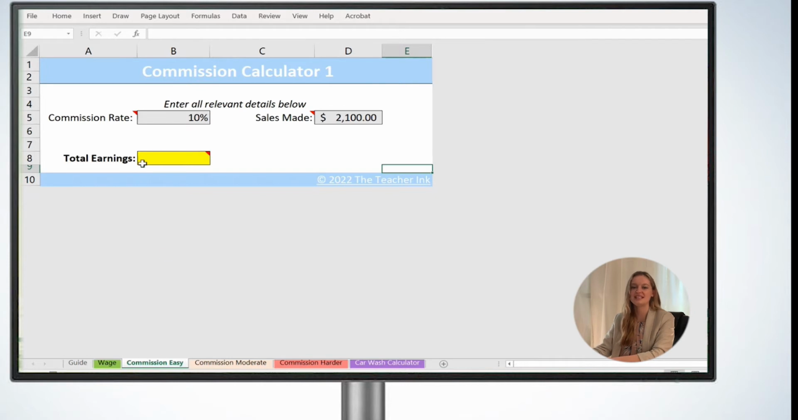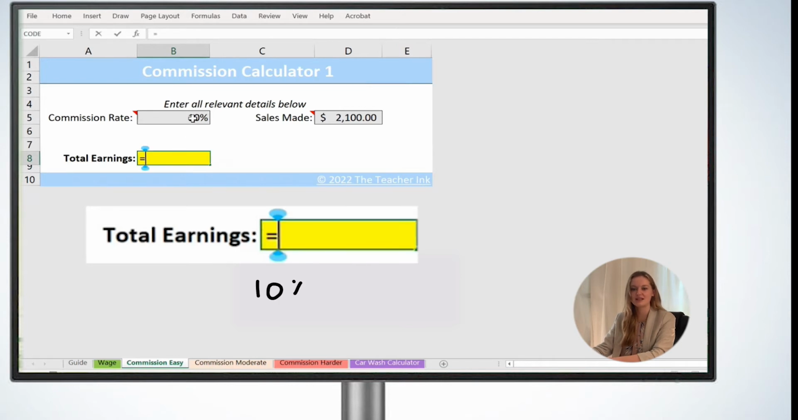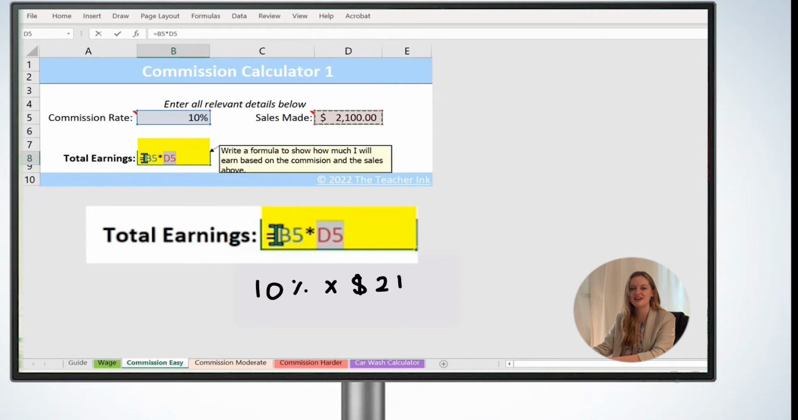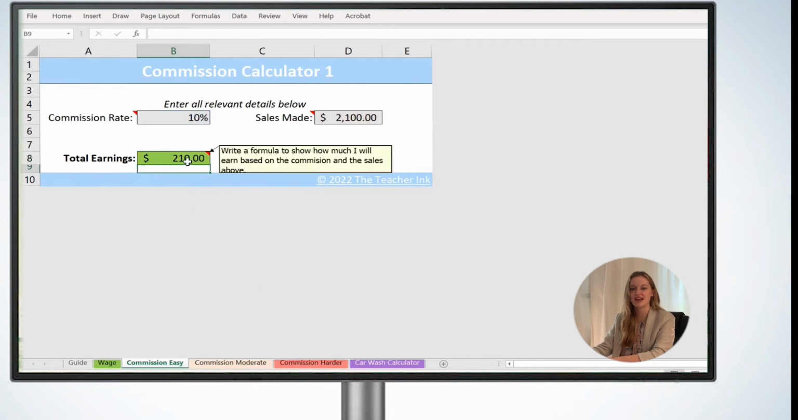We are starting with the easiest form of commission calculation. If I made $2,100 in sales and earn a commission at a rate of 10%, what would my total earnings be? Well, to answer this question, we would need to find what 10% of 2,100 is. This can be done by multiplying the values together. That means that to find our total earnings, our formula should be 10% multiplied by $2,100. In Excel, we would multiply the two cell references instead, allowing us to change the commission rate and sales made.